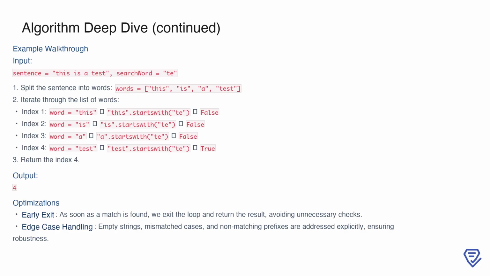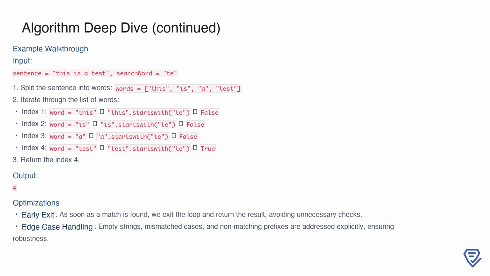At index 1, the current word is "this", and this.startswith("te") evaluates to false. At index 2, the word is "is", and is.startswith("te") is also false. At index 3, the word is "a", and a.startswith("te") is again false. Finally, at index 4, the word is "test", and test.startswith("te") evaluates to true. At this point, we return the index 4 as the output.